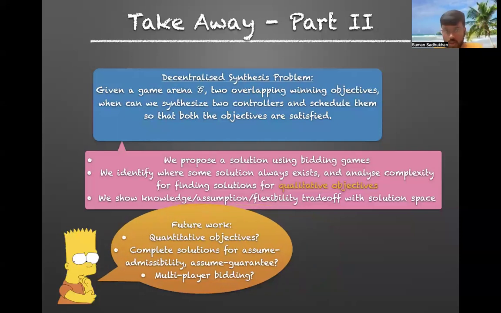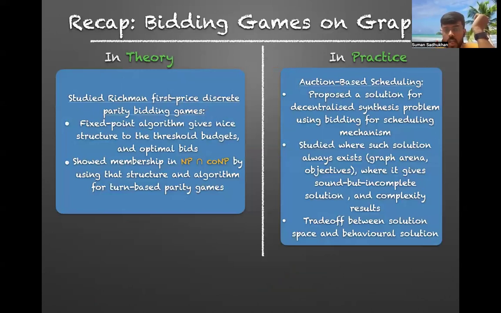So this is the takeaway from part 2, that we are studying the decentralized synthesis problem and a spectrum of synthesis mechanisms, and we are studying for qualitative objectives only as of yet, and the future work will be studying this for quantitative objectives. And even though I said multiplayer, I have only shown 2-player, because the theory of bidding games as of now is developed for 2-player. So it will be interesting to know how to deal with the decentralized problem for multiplayer, multi-objective, like more than 2 objectives. And that's all.